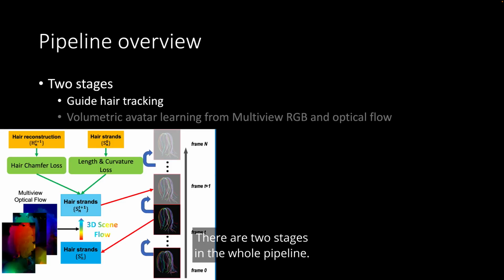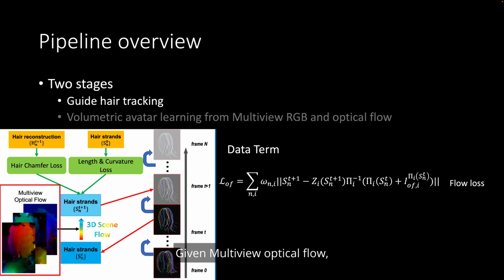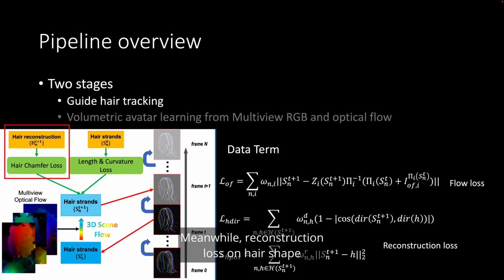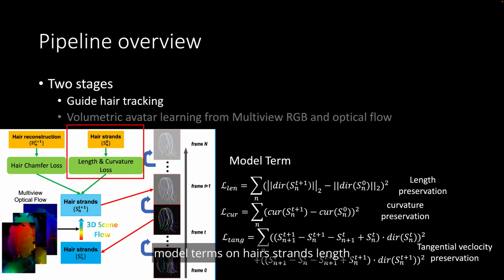There are two stages in the whole pipeline. In the first stage, on the left, we perform guide hair tracking as a per-frame optimization problem. Given multi-view optical flow, we construct a data term objective to regularize hair flow. Meanwhile, a reconstruction loss on hair shape is added to solve for possible future hair shape. In addition to data terms, model terms on hair strand length and curvature are applied to preserve hair strand geometry.